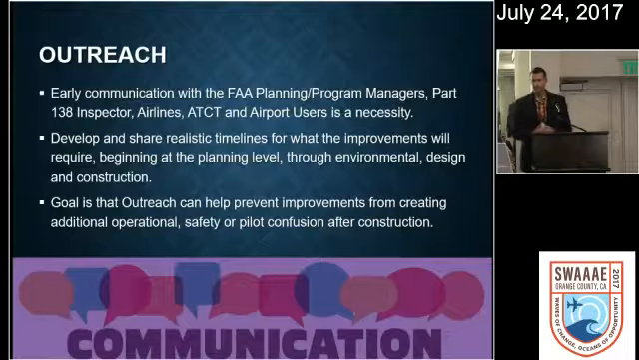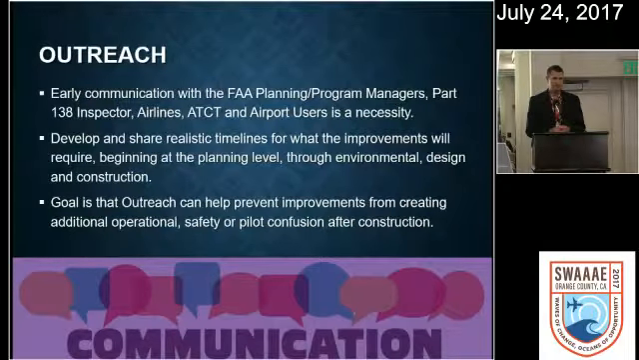And then above all, develop and share realistic timelines. We all know that the environmental process can take some time. So beginning at the planning level through the environmental design and construction, that's an early part of the communication as well, just so everybody understands that these projects don't exactly happen overnight. And then there again, the main goal of the outreach is to prevent the improvements from creating an adverse effect after the fact or increasing pilot confusion.